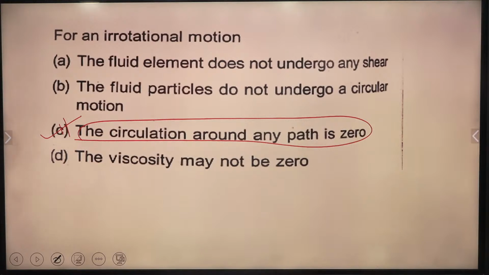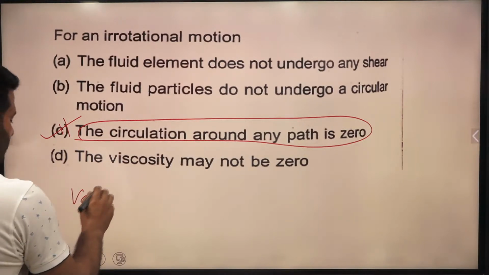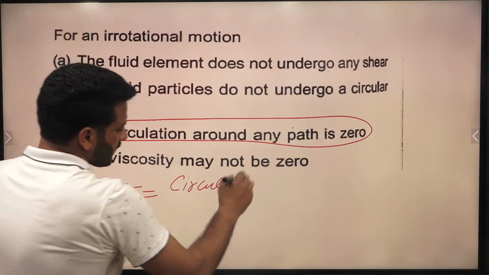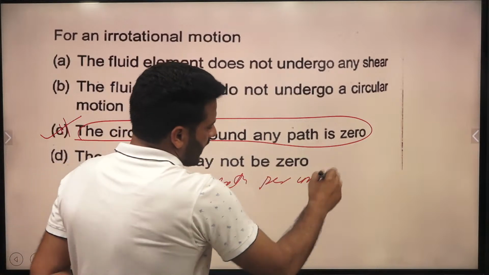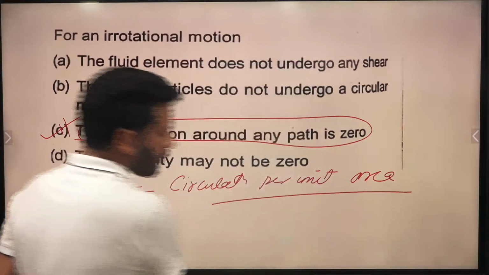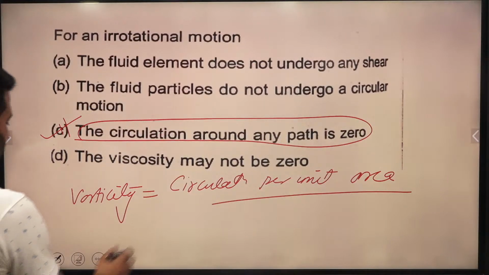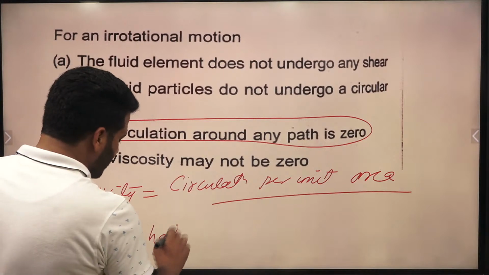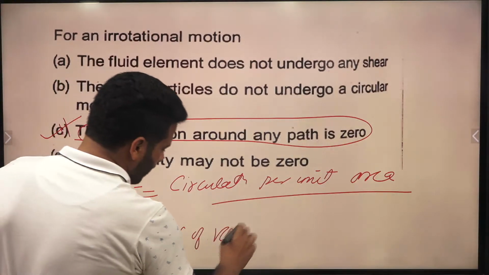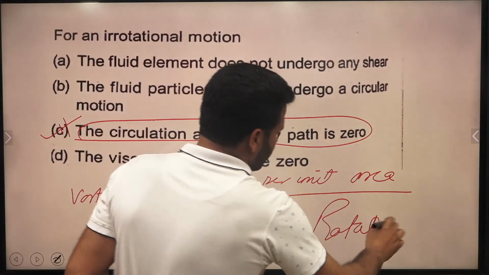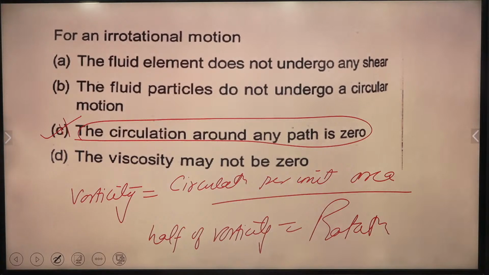Circulation per unit area is your vorticity, that you know very well. Circulation per unit area is the vorticity, and half of vorticity is nothing but rotation. The circulation around any path is zero, that is, the flow is an irrotational flow.